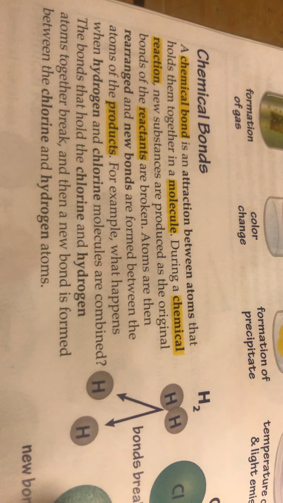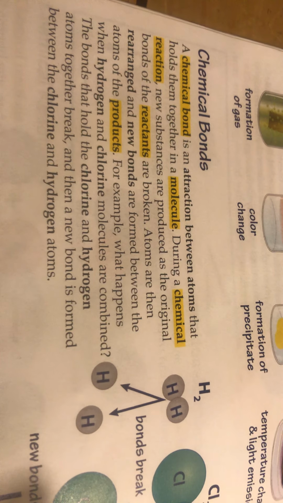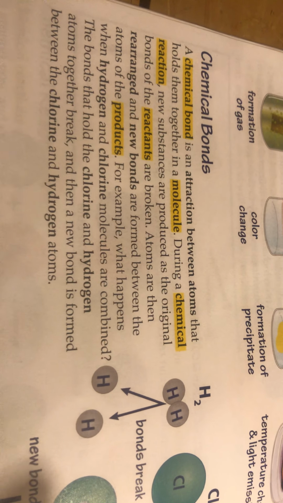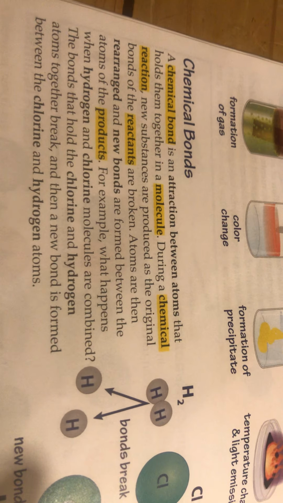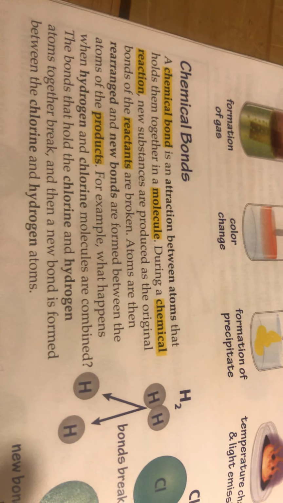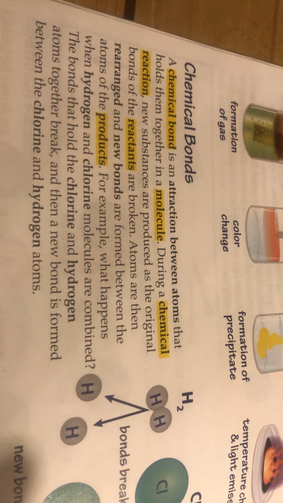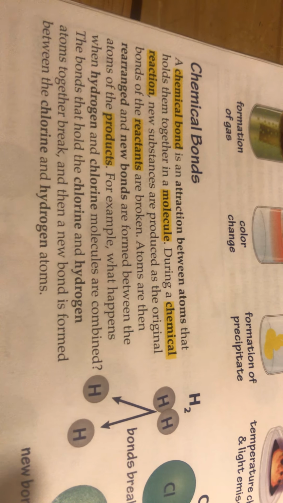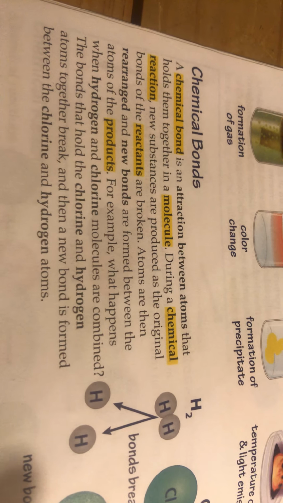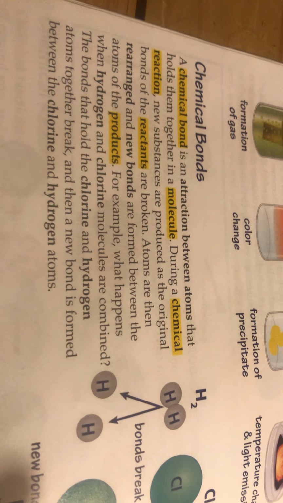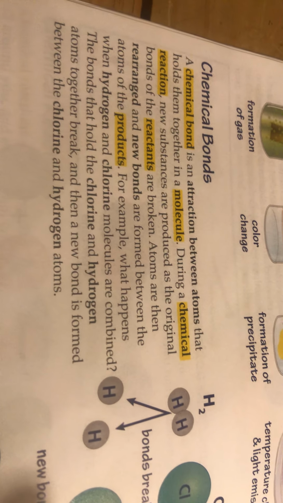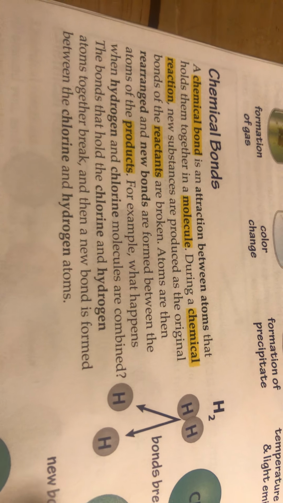Okay, chemical bond. A chemical bond is an attraction between atoms that holds them together in a molecule. Okay, we know what a bond is when two things come together, right? During a chemical reaction, new substances are produced as the original bonds of the reactants are broken. And usually it takes heat or electricity or something to break them apart. Atoms are then rearranged and new bonds are formed between the atoms of the products.